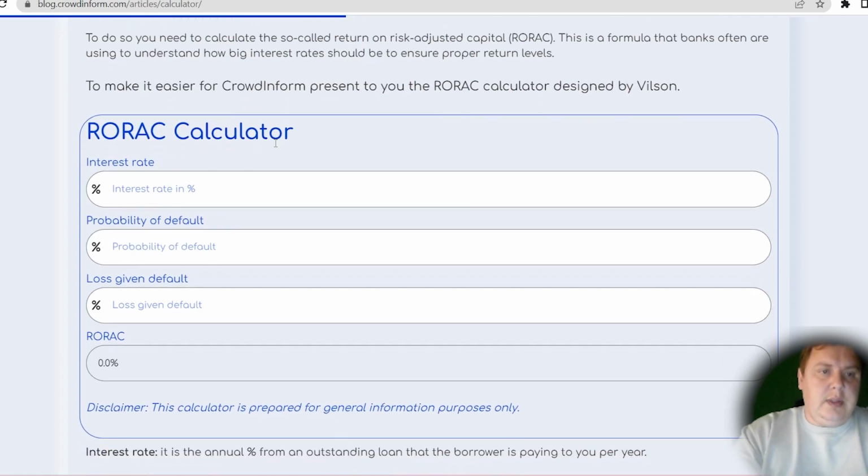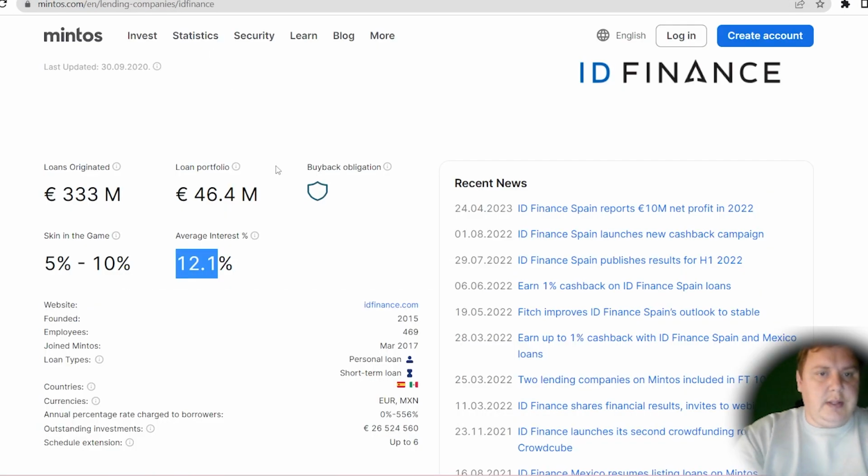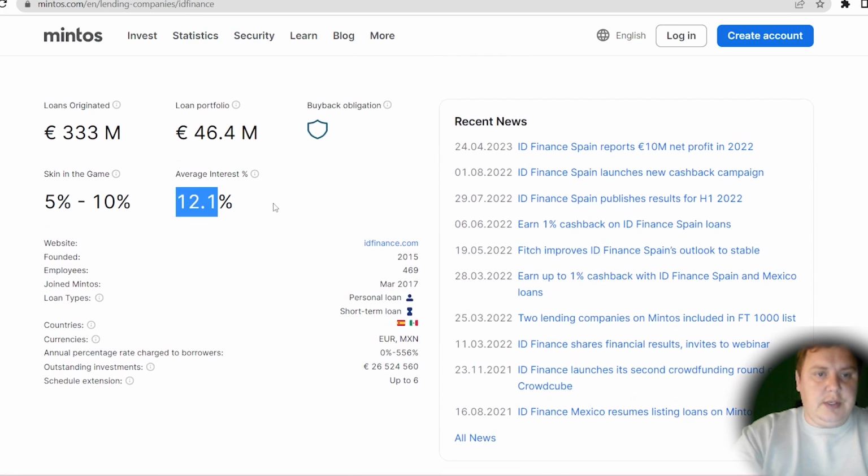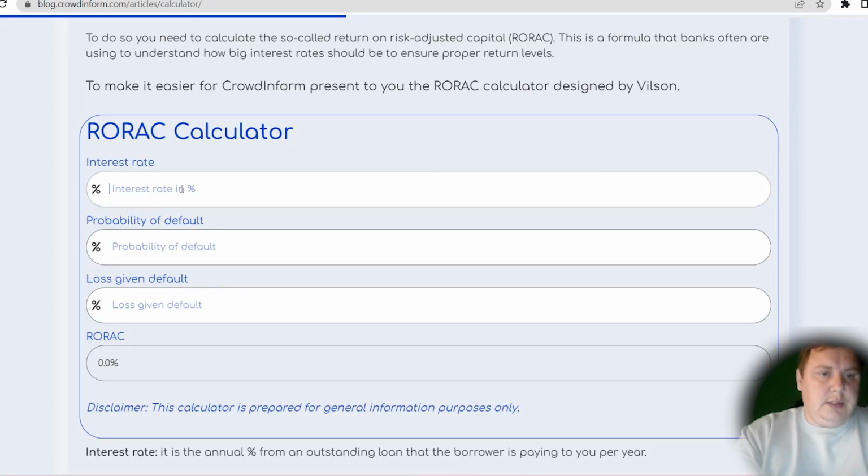To do so, we will need the following data. Interest rate, which is the easy one. You can easily find it in the Mintos loan originator section, and we see that this is 12.1. So we are putting this in the calculator.